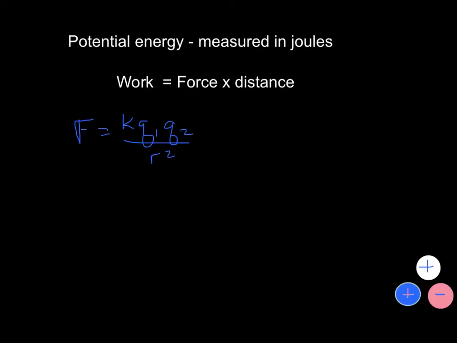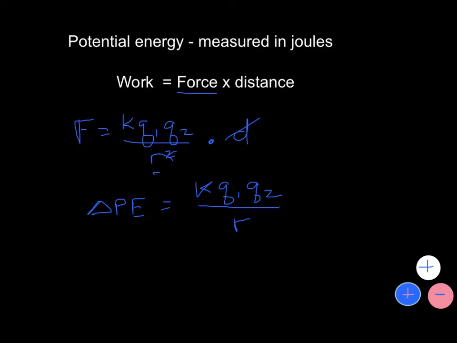So remember, we have our force equation, K Q1 Q2 over R squared. So that's our force. And then we're going to multiply by our distance. And the distance is just like the radius here, and that's going to cancel out one of those R's. So our potential energy, or our change in potential energy equation, is going to be K Q1 Q2 over just the distance between them. So it does depend on both charges. If we're going to find a change, the R would be the distance it moved.